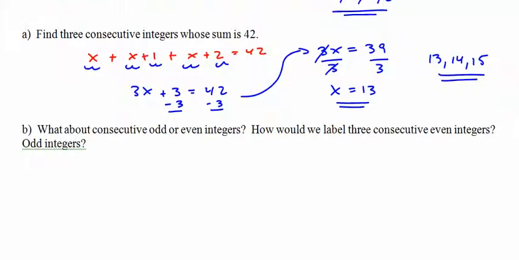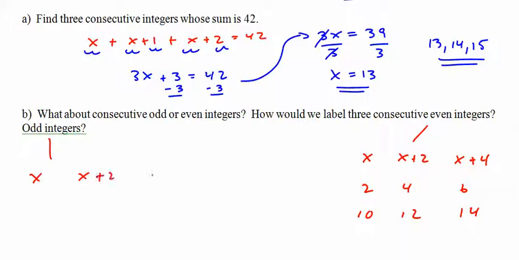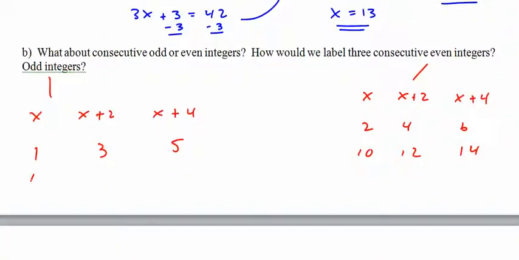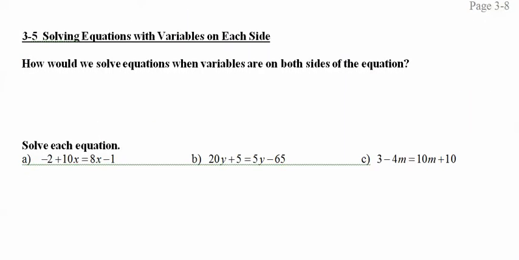What about consecutive odd or even? How would we label 3 consecutive even integers? x, x plus 2, like 2, 4, 6, or 10, 12, 14, and x plus 4. Same thing for odd, which is weird. How do we know which? Well, if the problem is set up right, then it doesn't matter. 1, 3, 5, or 11, 13, 15. So yeah, we'll get some problems like that. Let's see what we can do with them.